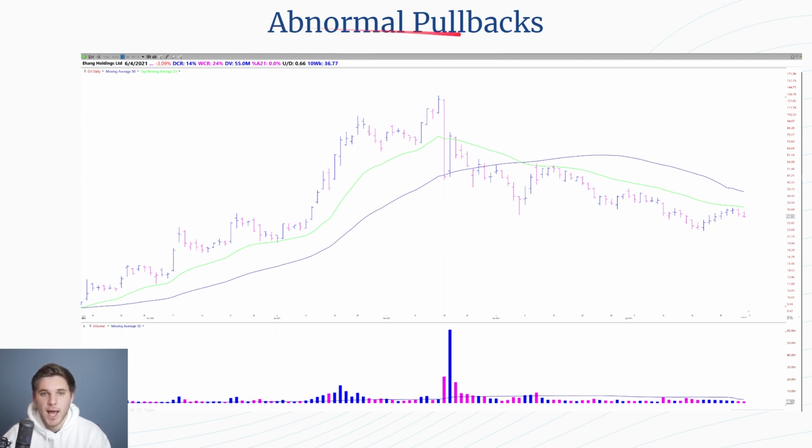So in summary, an abnormal pullback is usually on high volume, usually above average volume, and the velocity of the decline is also a giveaway. So an abnormal pullback might be in 1, 2, or 3 days, falling 10%, 15%, whatever it is between that and the moving average, and basically slicing through it and showing really no respect for that key moving average.